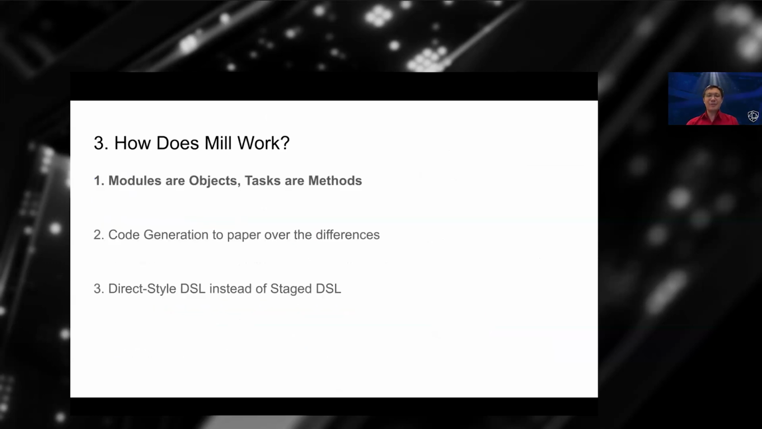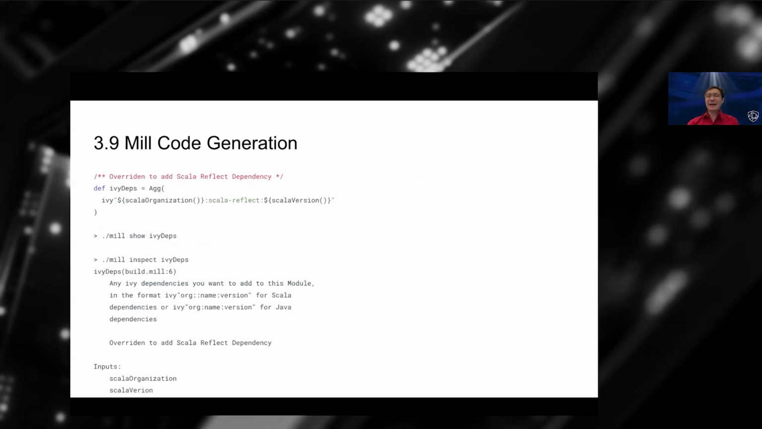So that's this modules, objects, tasks, and methods idea. The next bullet point is how this actually is implemented under the hood. If you look at this def ivyDeps here on the left, you'll see that it is an aggregate, which I can seek with some Scaladoc. There's an ivy string interpolator, scalaOrganization, scalaReflect, scalaVersion. So this is just pulling in the right Scala reflect artifact for whatever Scala version you're using, right?